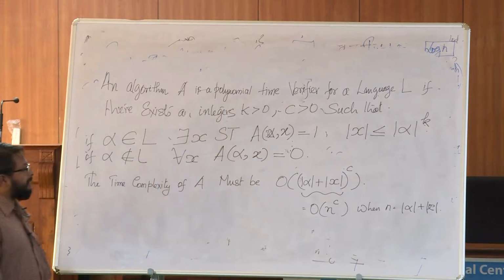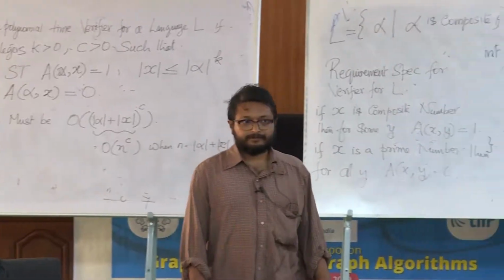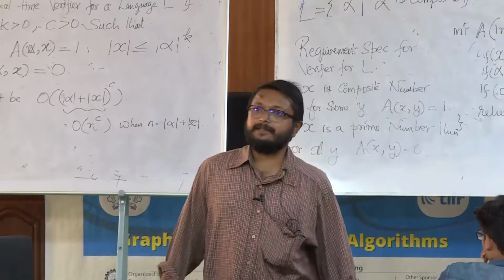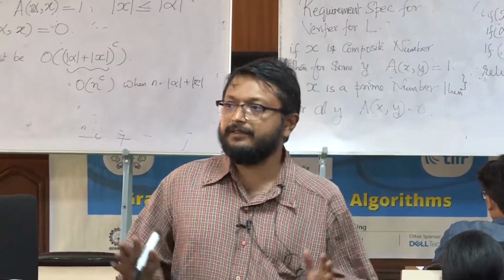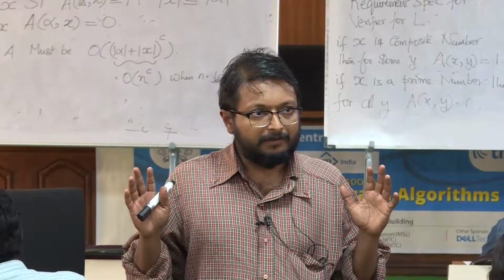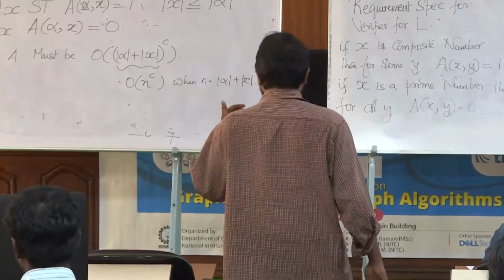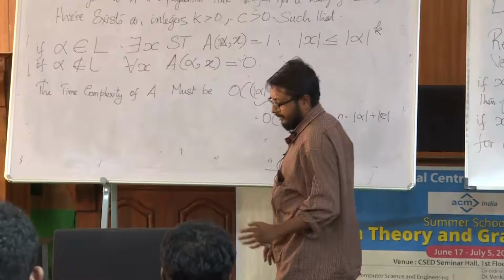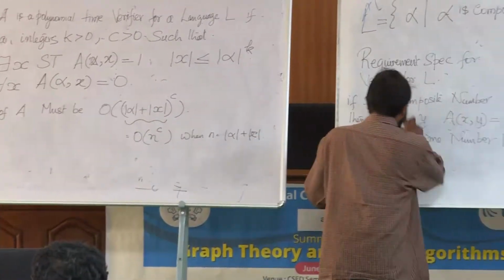So the time complexity of A must be this. Okay, that's a constraint. The length of the proof should be bounded. That's a constraint. Is that okay? Okay. So let's try to look at the next problem in the problem set. Okay, there are some technical definitions. Before that, I will finish this theory, then we can look at the problems.